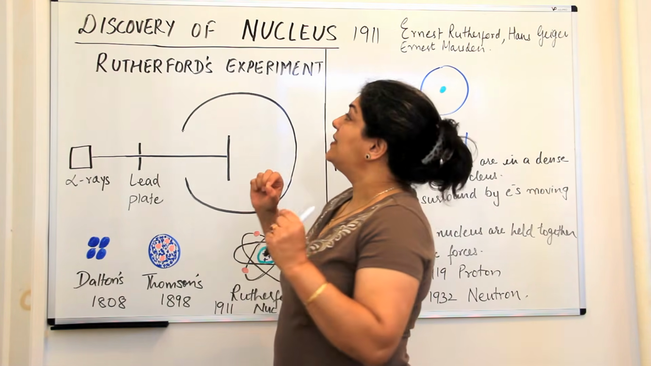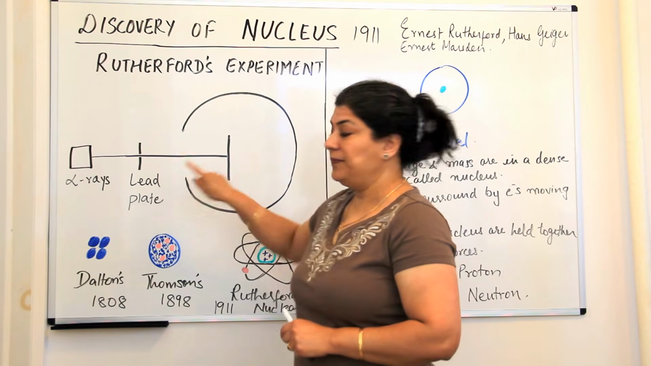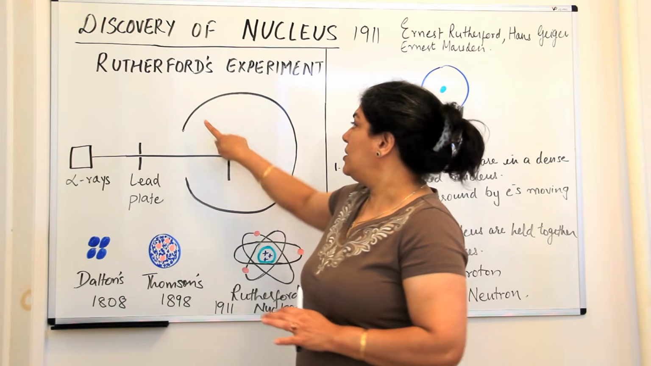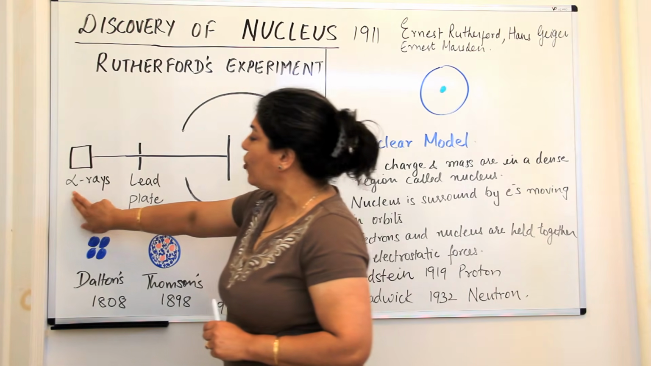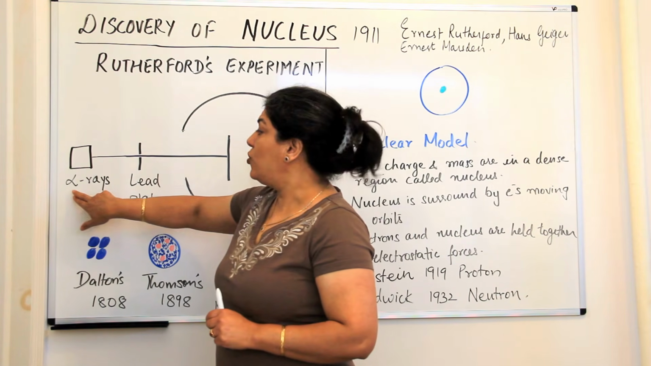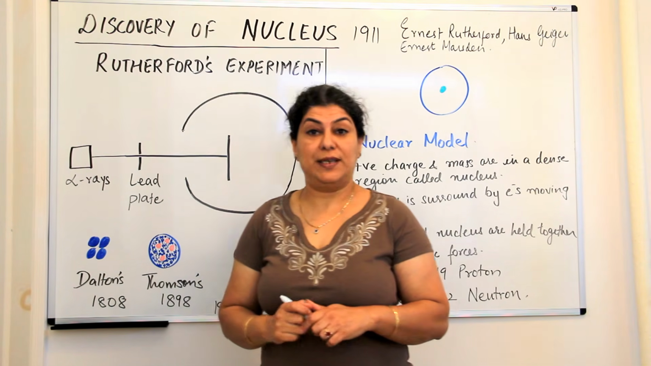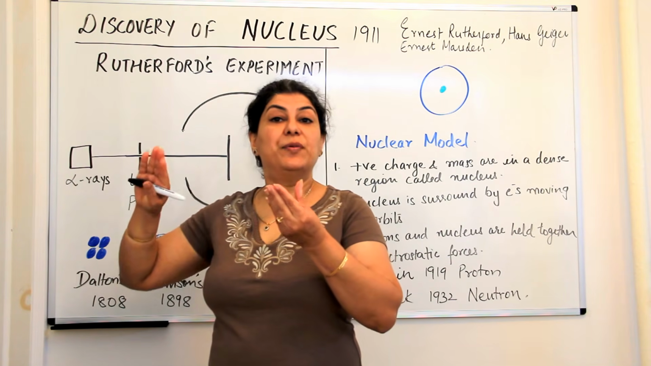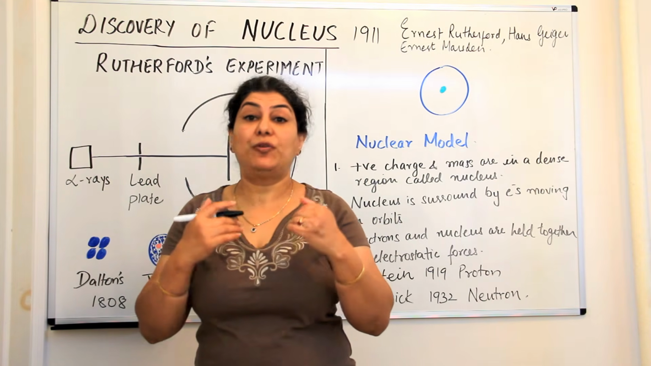Let us see, what did Rutherford do? He took a circular screen and he took a thin gold foil, and he had a source of alpha particles. What is an alpha particle? An alpha particle is a helium nucleus, an atom of helium from which 2 electrons have been removed to leave just the 2 protons and the 2 neutrons, is what we know today.